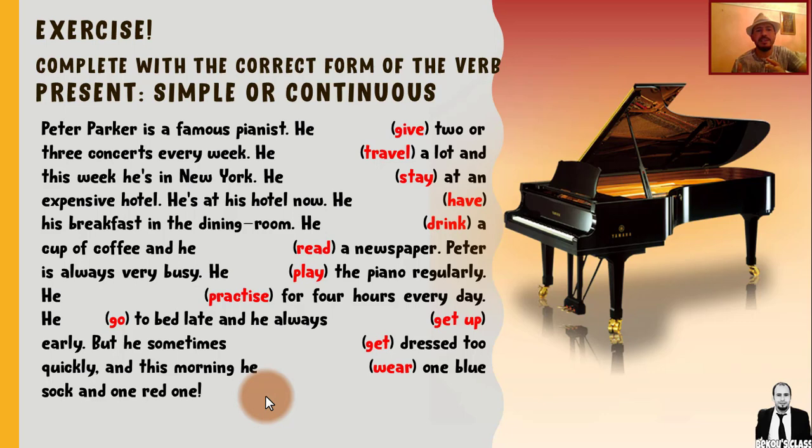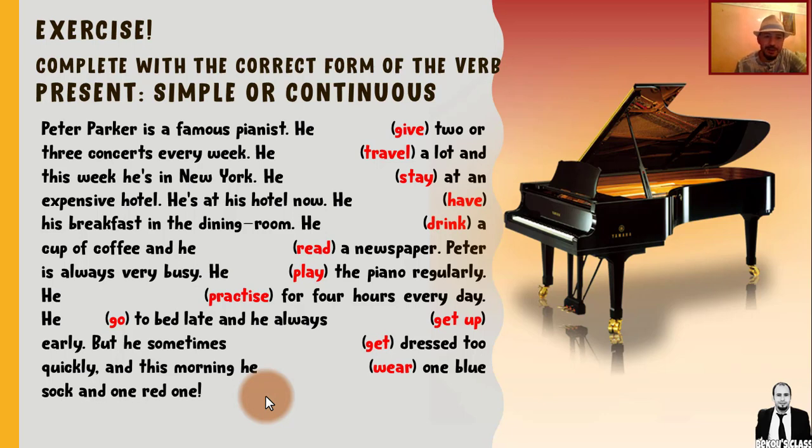Peter Parker is a famous pianist. He gave 2 or 3 concerts every week. He traveled a lot, and this week he's in New York. He stayed at an expensive hotel. He's at this hotel now. He have his breakfast in the dining room. He drank a cup of coffee and he read a newspaper. Peter is always very busy. He played the piano regularly. He practiced for 4 hours every day. He go to bed late and he always get up early. But he sometimes get dressed too quickly. And this morning he'll wear 1 blue sock and 1 red one.